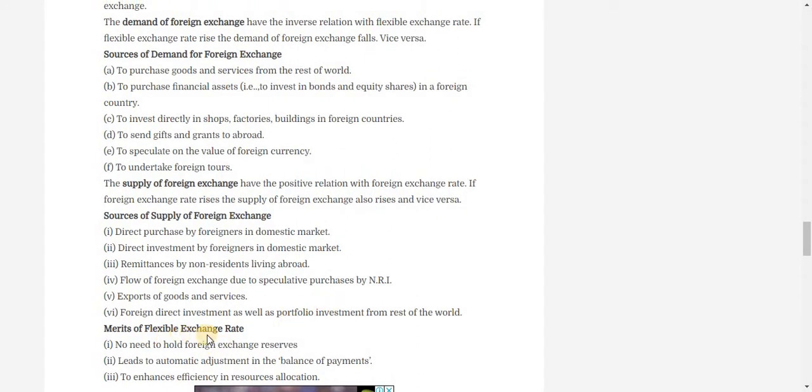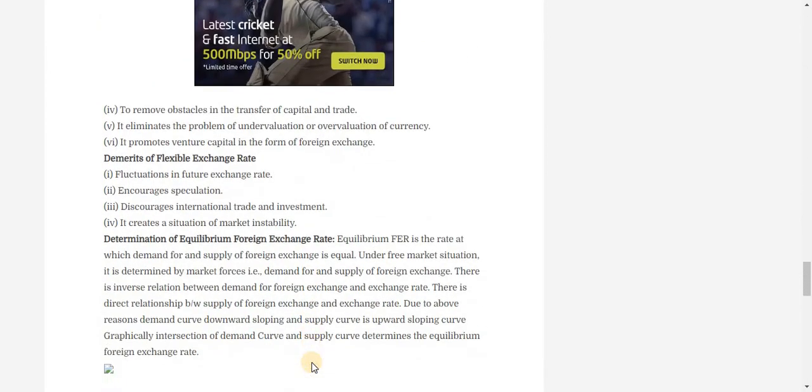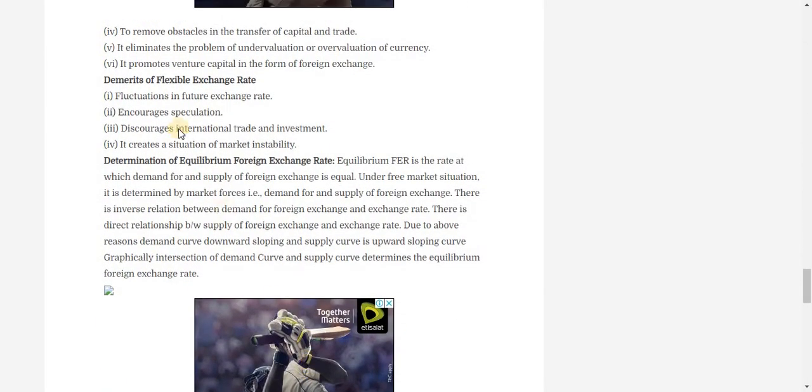Merits of flexible exchange rate: 1. No need to hold foreign exchange reserves. 2. Leads to automatic adjustment in the balance of payments. 3. Enhances efficiency in resource allocation. 4. Removes obstacles in the transfer of capital and trade. 5. It eliminates the problem of undervaluation or overvaluation of currency. 6. It promotes venture capital in the form of foreign exchange.